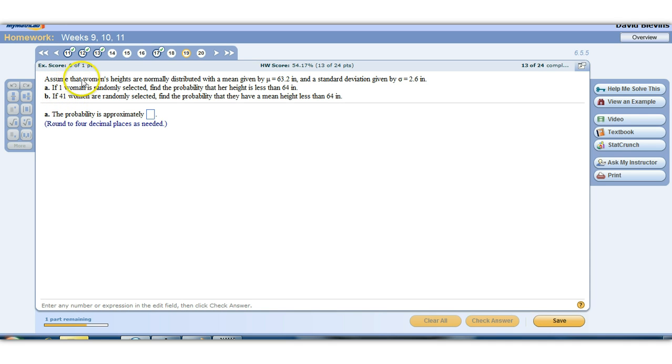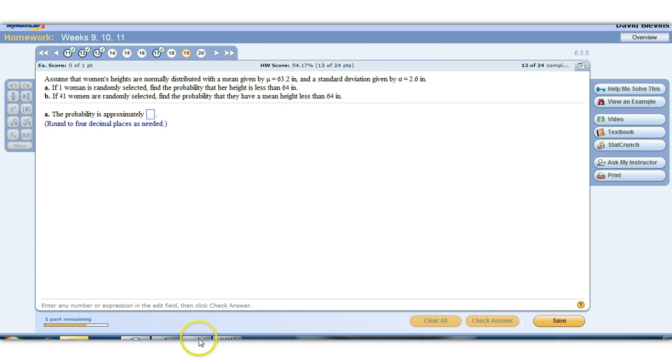So we get to assume that heights of women are normally distributed. Mean is 63.2 inches. Standard deviation 2.6 inches. Alright, one woman is randomly selected. We want to find the probability her height is less than 64 inches.